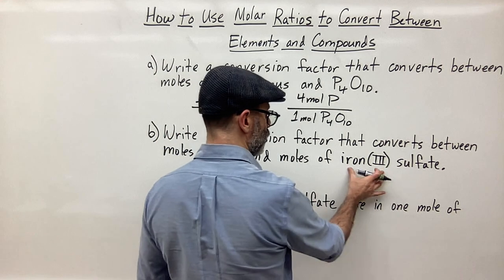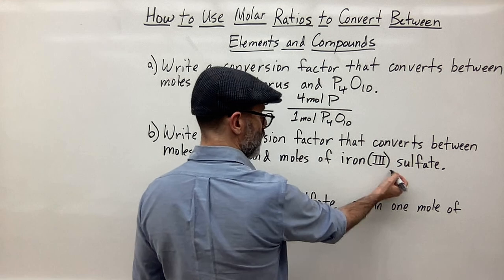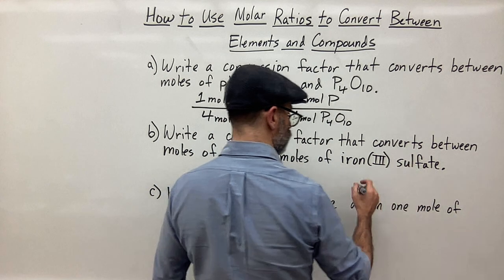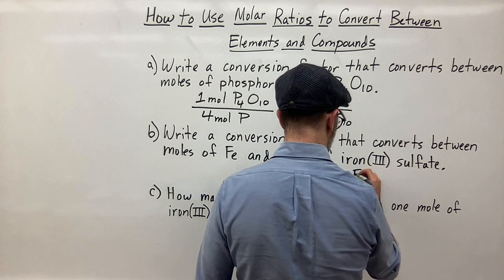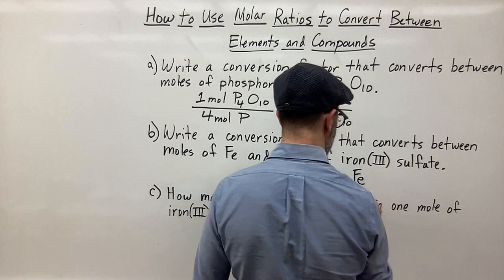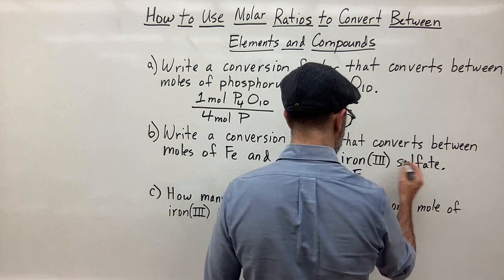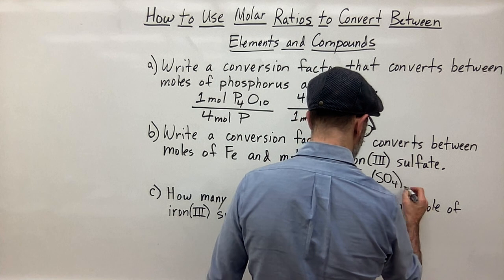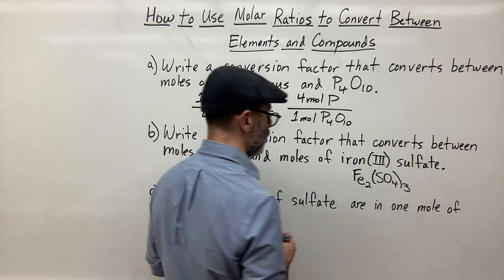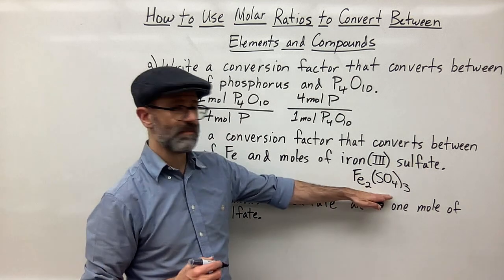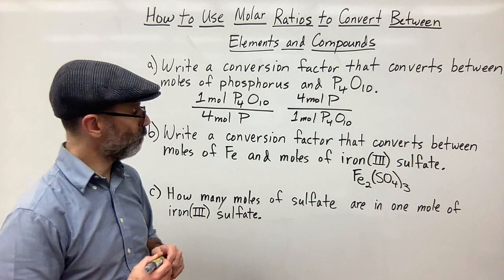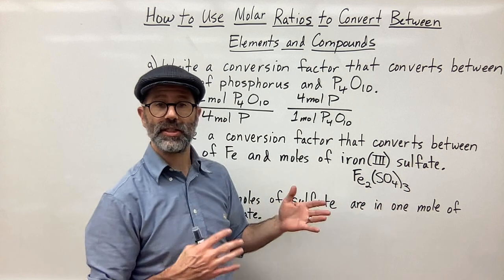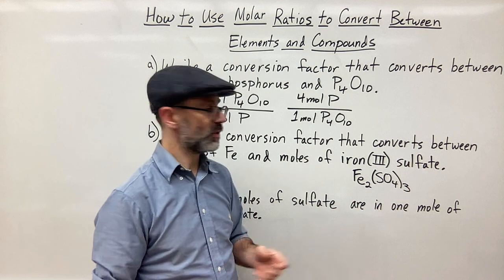Here it's iron(III), the Roman numeral tells us the charge on the iron. Sulfate has a -2 charge, so the formula will be Fe2, and then we have sulfate, SO4, and then 3 on the outside. So there's our formula. Again, the formula tells us the ratio to its respective elements.